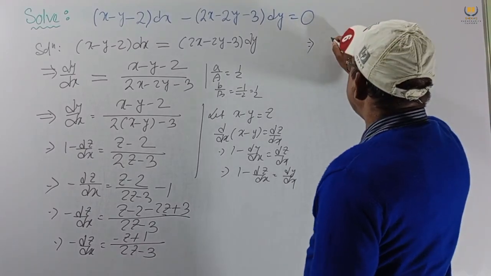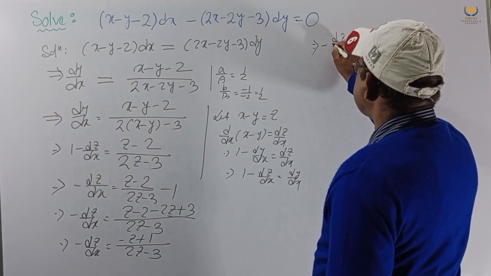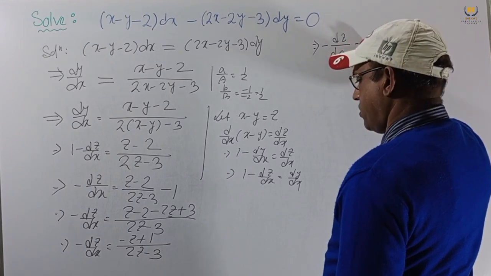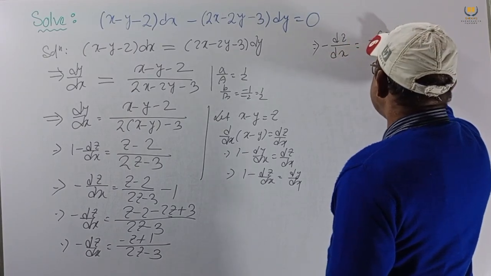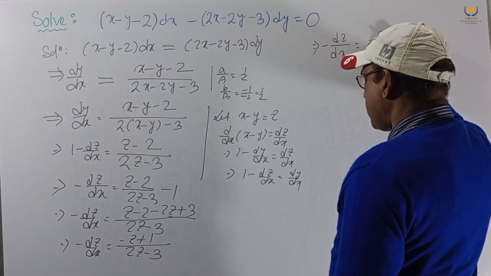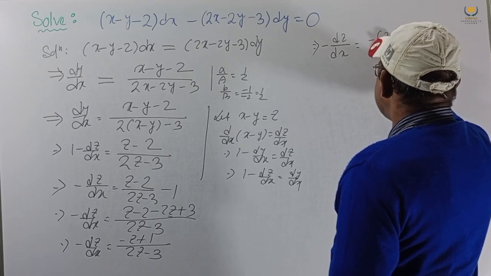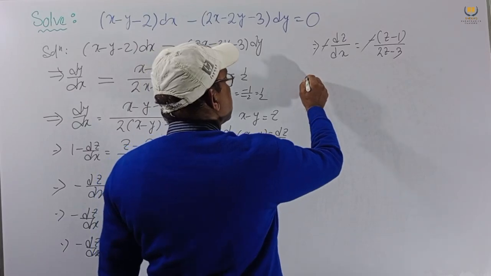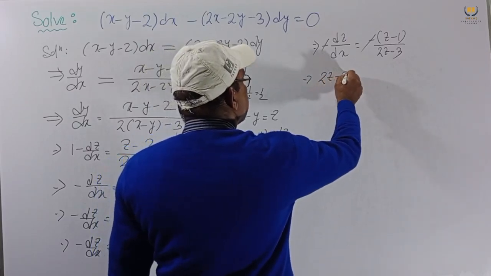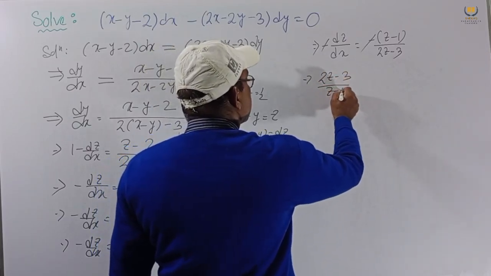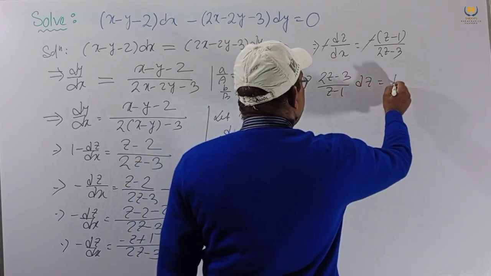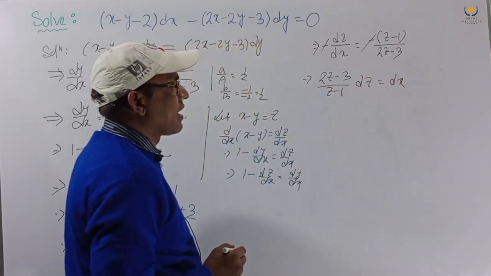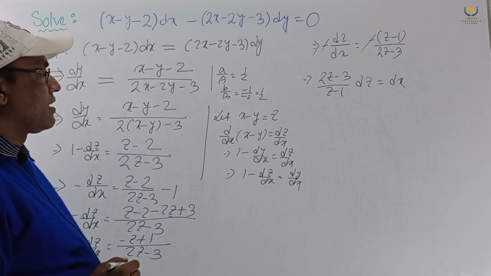And this implies, taking minus sign common in the numerator, then you get (z minus 1) by (2z minus 3). This minus minus cancels, and variable separation: (2z minus 3) by (z minus 1) taking the left hand side, and dx on the right hand side. We get this one.